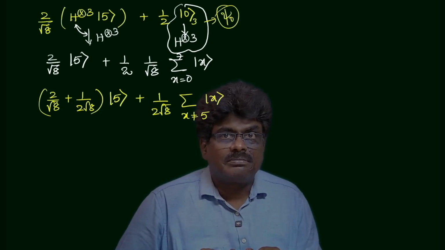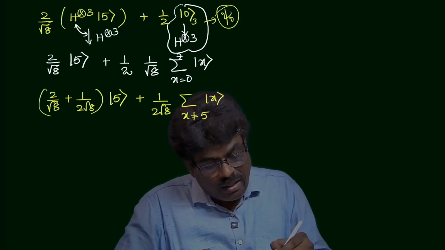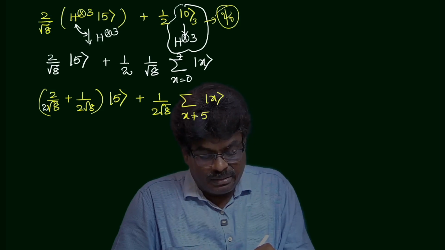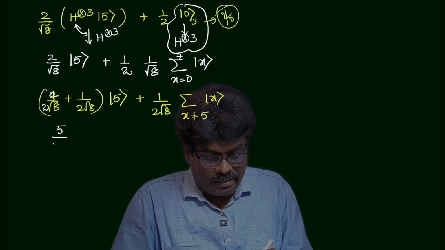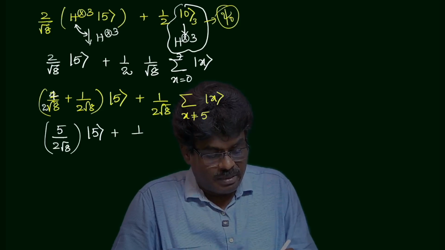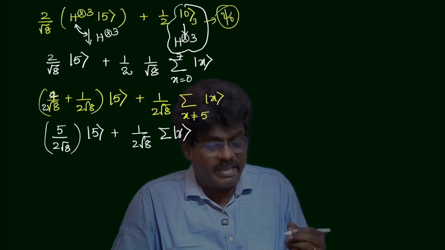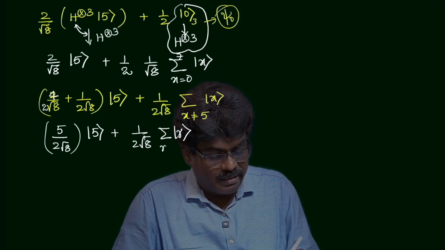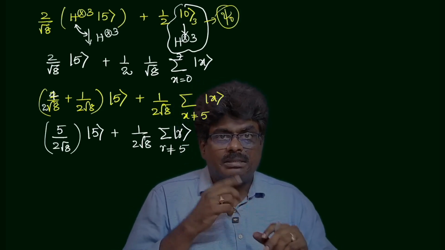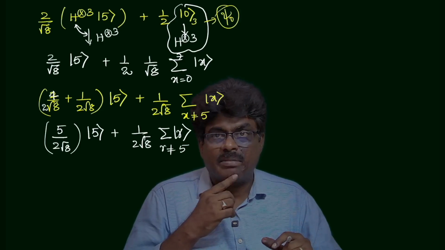I hope you understand. That means 0 1 2 3 4, but no 5, and next 6 7, all are having this as amplitude. I think this can be written as, if I multiply with the 2 here, this becomes 4. So 5 by 2 root 8 plus 1 by 2 root 8, and the rest of the states, I can say remaining. And that remaining is not equal to 5. That is the target. Now let us implement this circuit in the simulator, and let us see whether we are getting the same answer or not.